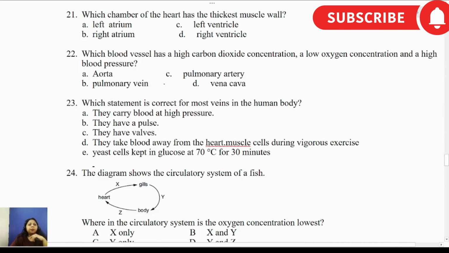21. Which chamber of the heart has the thickest muscle wall? The left ventricle, because it needs to pump the blood with greater pressure. Which blood vessel has the highest carbon dioxide concentration, which directly goes towards the lungs? What goes towards the lung? The pulmonary artery. Which statement is correct for most veins in the human body? They have valves.